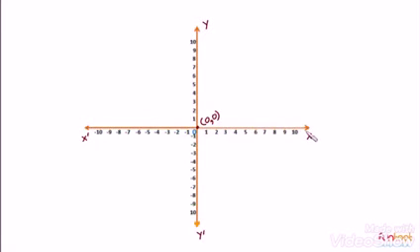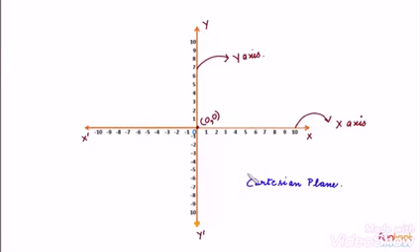This is the positive direction of the horizontal axis and this is the negative direction of the horizontal axis. This is the positive direction of the vertical axis and this is the negative direction of the vertical axis. The horizontal axis is called the x-axis. So this is very important. The horizontal axis is called the x-axis and the vertical axis is called the y-axis. And the plane on which these axes are located is called the Cartesian plane. So this plane is the Cartesian plane.